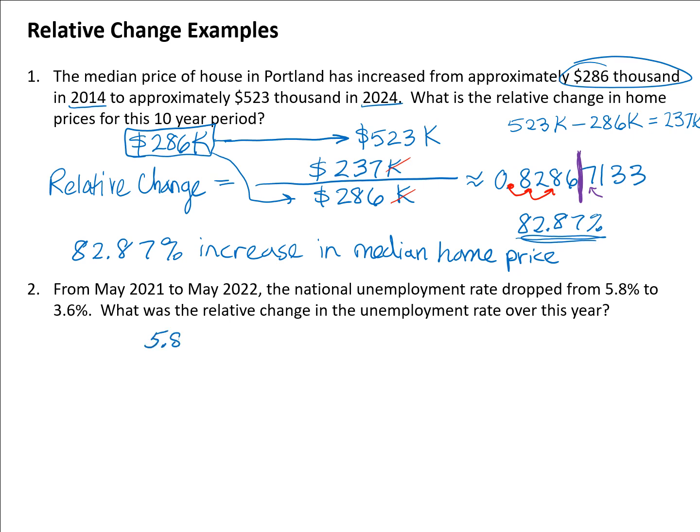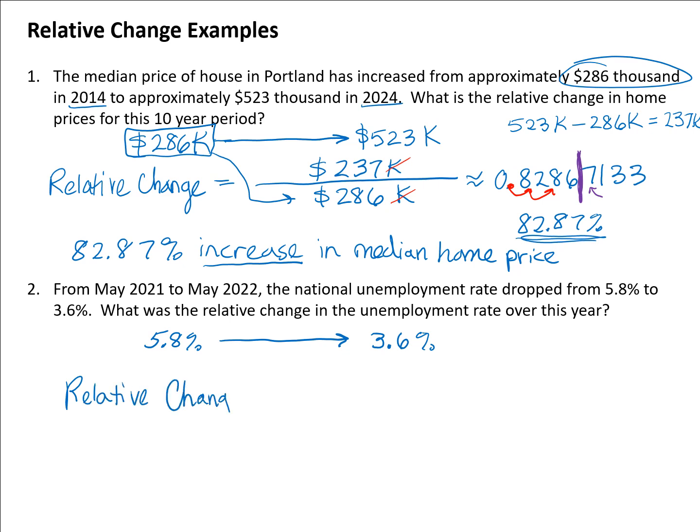So we started at 5.8%, and we went down to 3.6%. So this is a relative change where the thing we're looking at is going down. So instead of saying increase here, we have a decrease as a relative change. So that's something to keep in mind, but we still calculate relative change the same way.